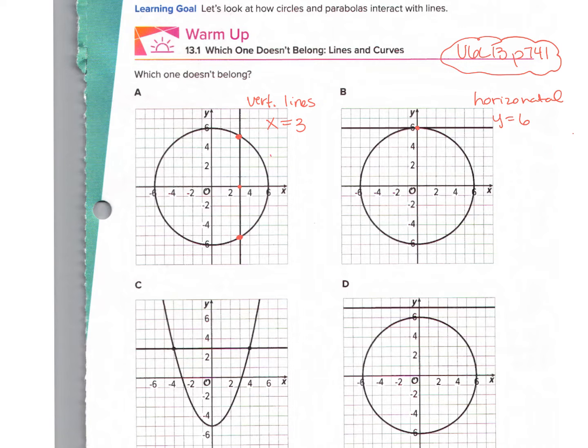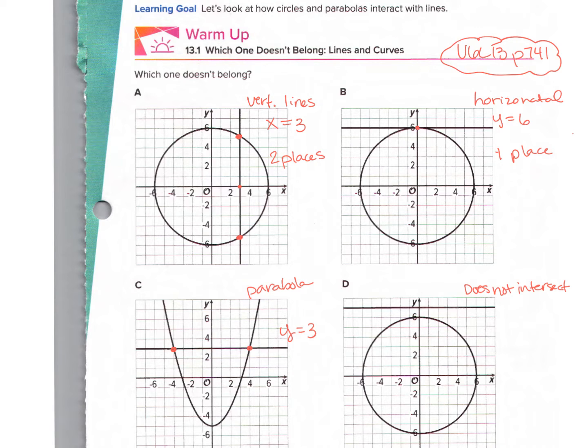Here, the circle and the line intersected in two places in A, and here in graph B, it intersects in one place. You can see clearly in graph D that the line and the circle do not intersect. And graph C shows a parabola. This is a parabola, not a circle, and a horizontal line. This line is at y equals 3, and you can see that this parabola and the graph of y equals 3 intersect at two places.